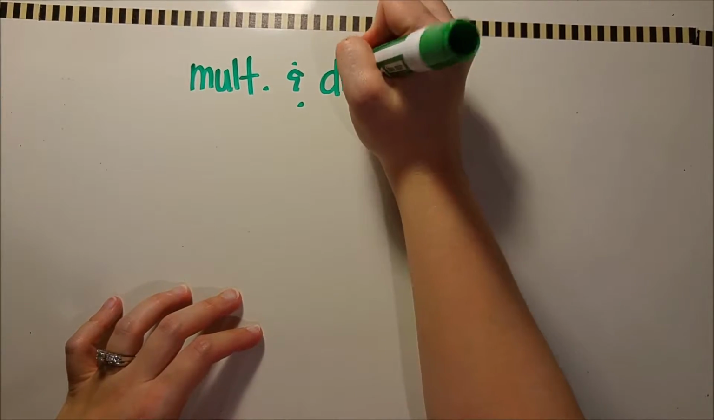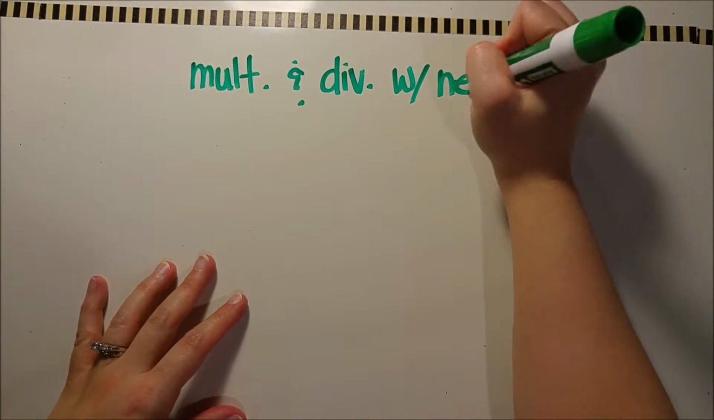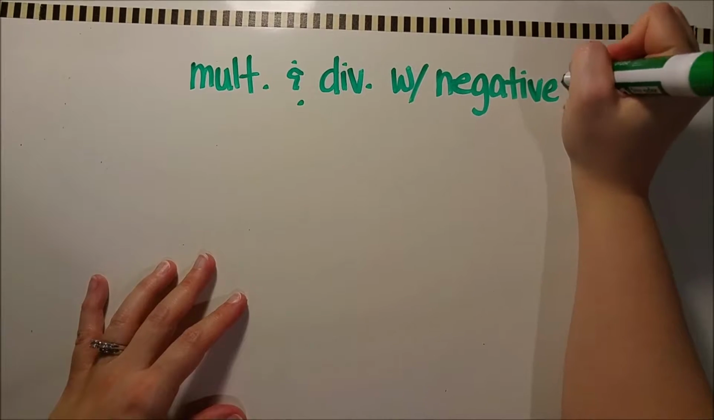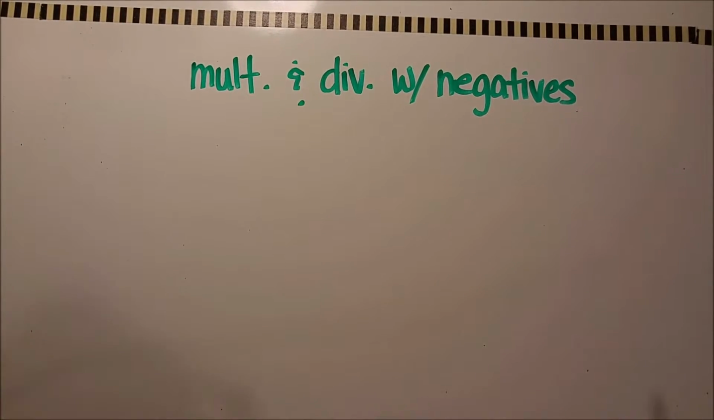I'm going to abbreviate these. Our integers, our negatives. Multiplying and dividing with negatives. I never start writing far enough over, do I? Okay, so let's think about what our rules are here, what our tricks will be.